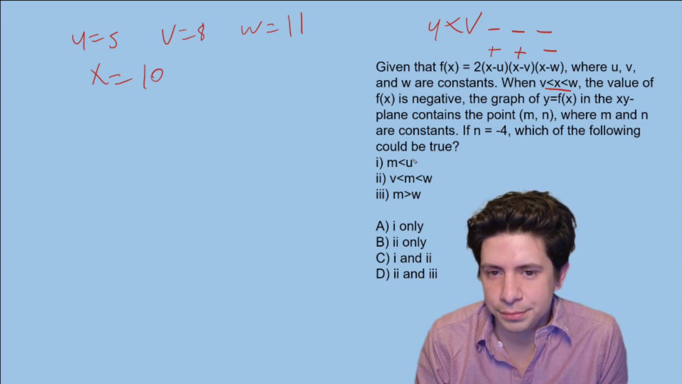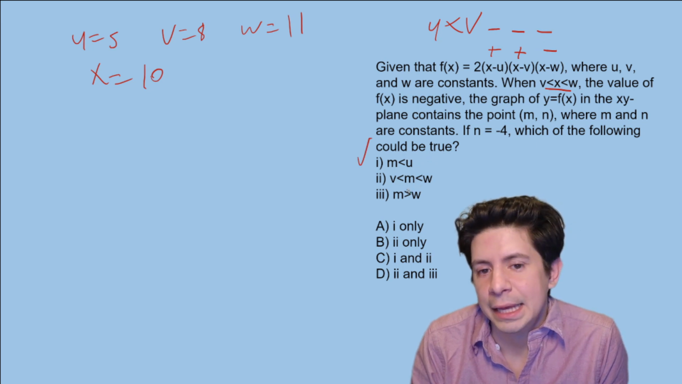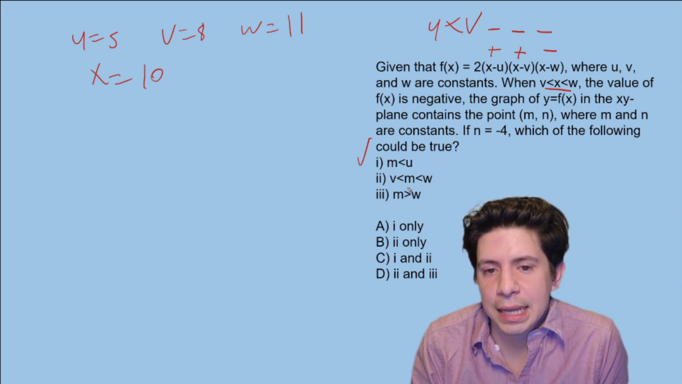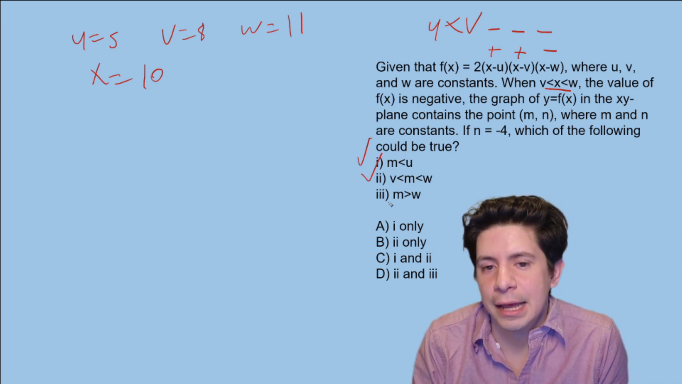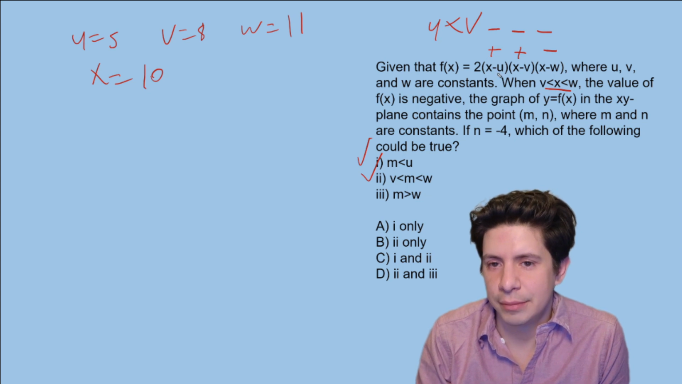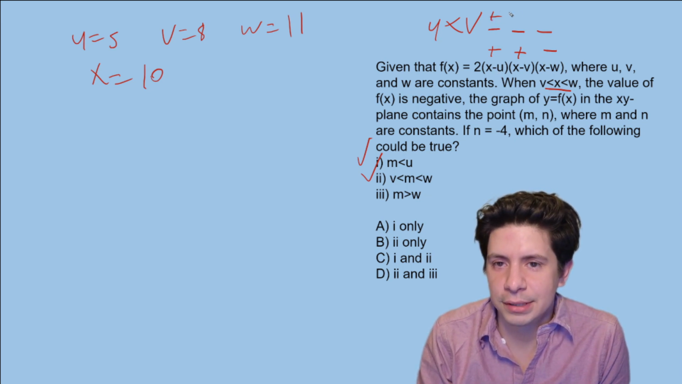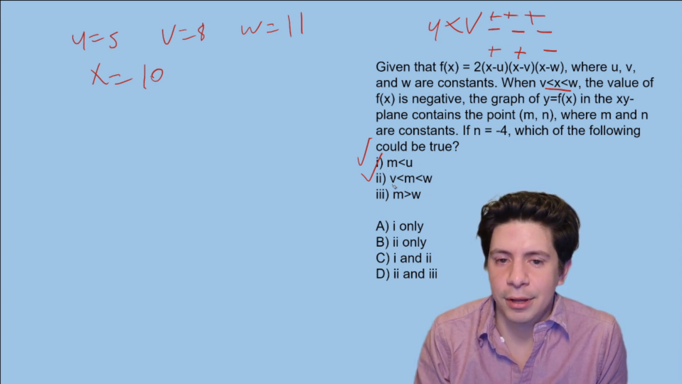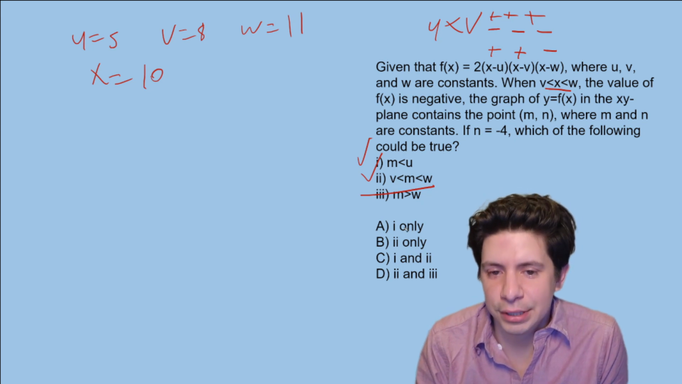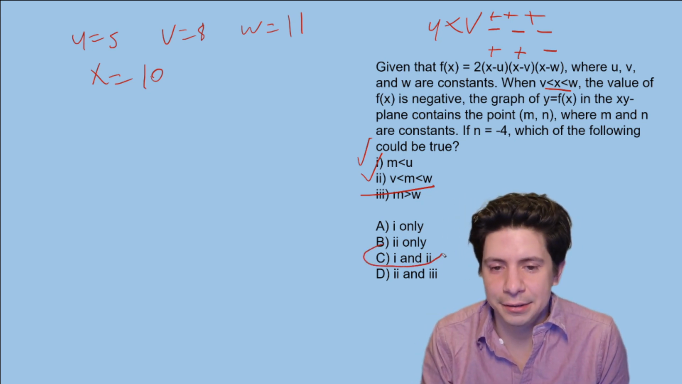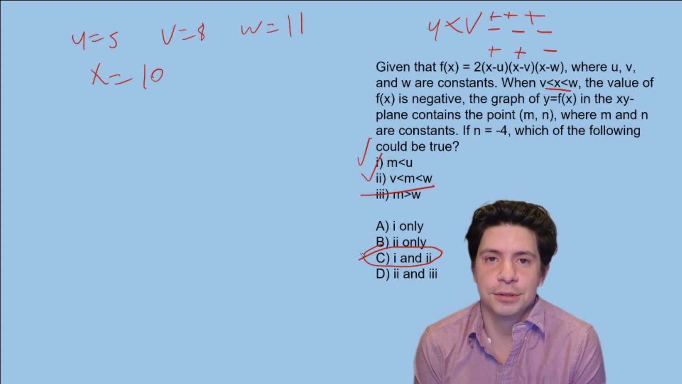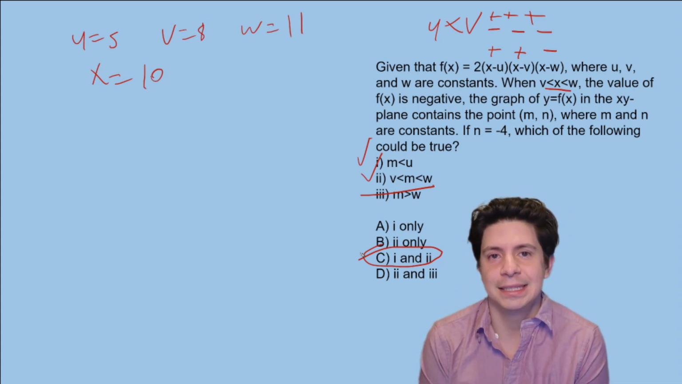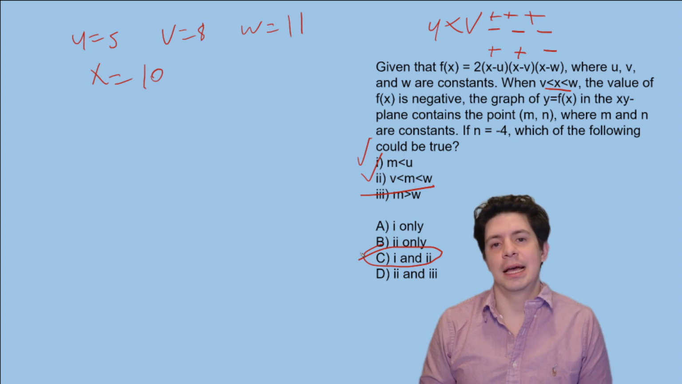One could be true. V is less than m, which is less than w. That's like this situation, so that would also work. And then m is greater than w. If m were greater than w, that'd be positive, positive, positive, because it'd be the biggest number. And that'd be positive, so it can't be that. So it has to be, if we look at our answer choices, C. Okay, so very abstract question, but I believe it will be helpful to work through it and see exactly how to line everything up with it.